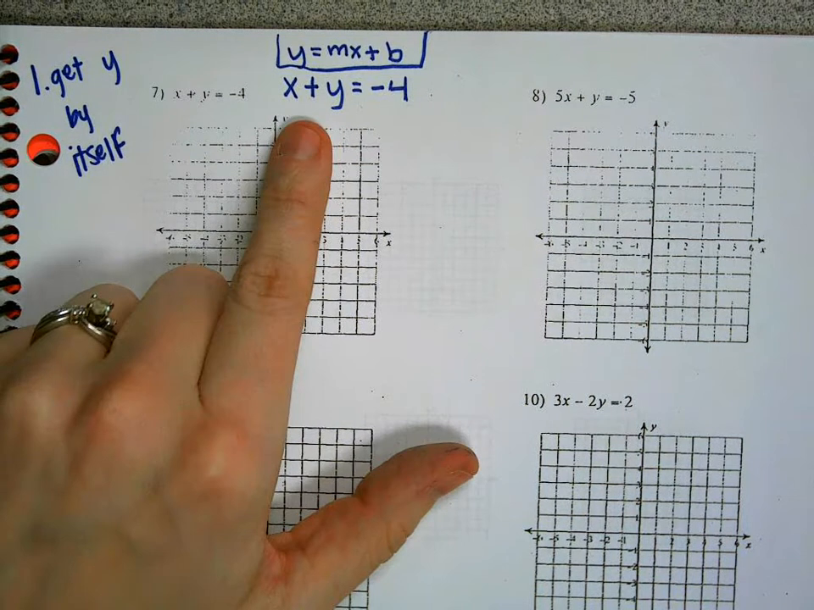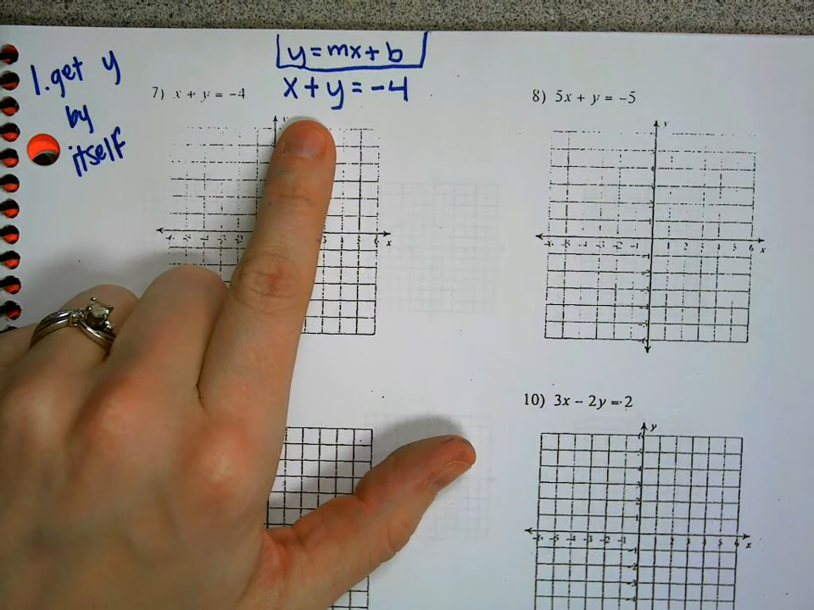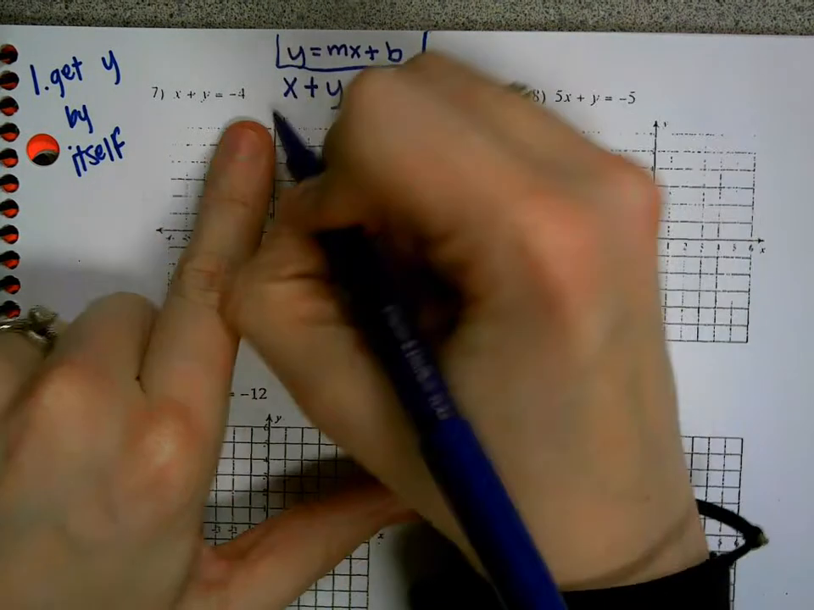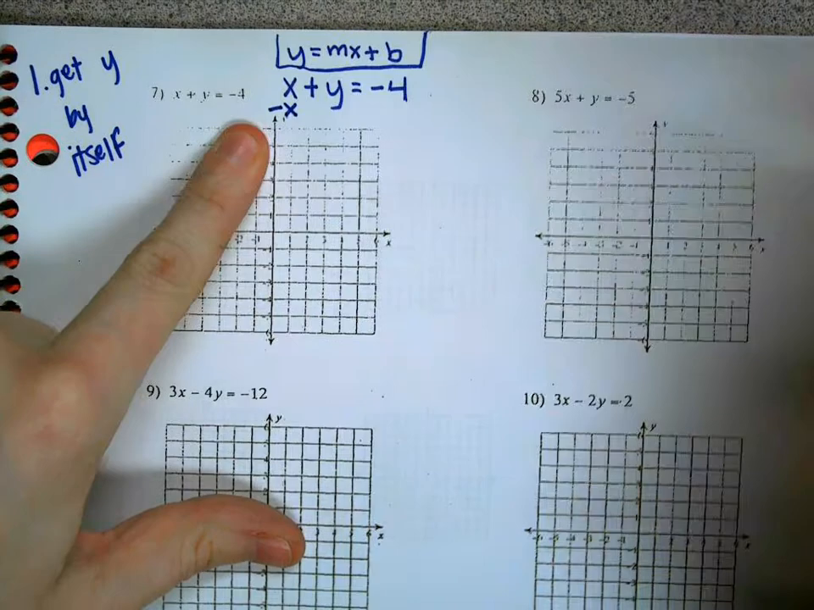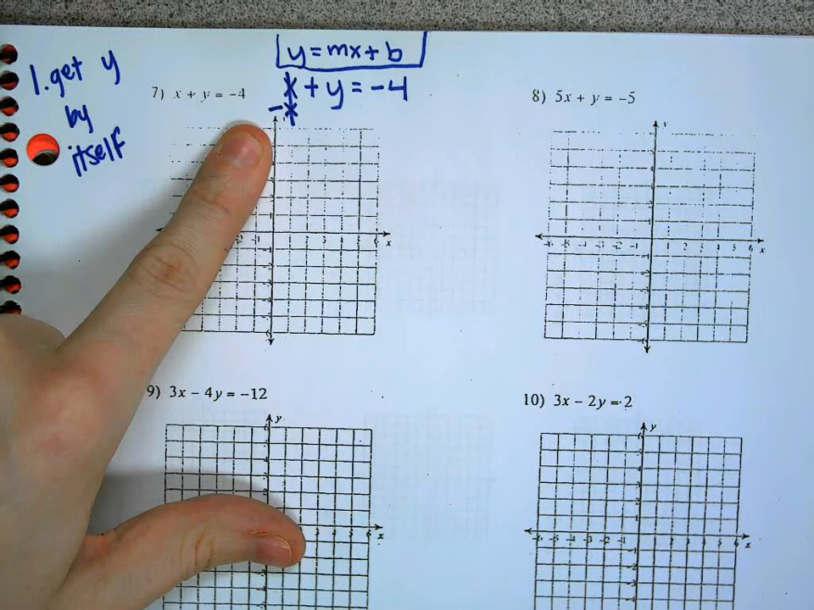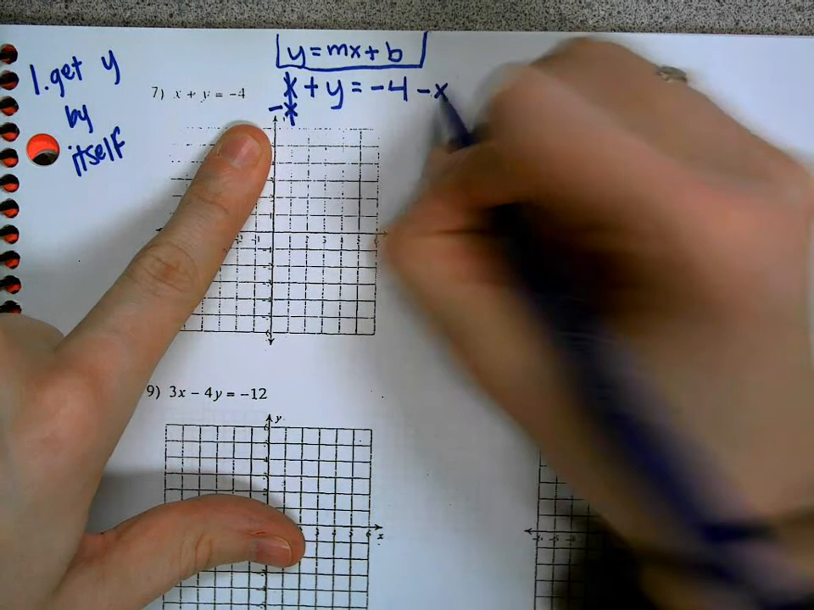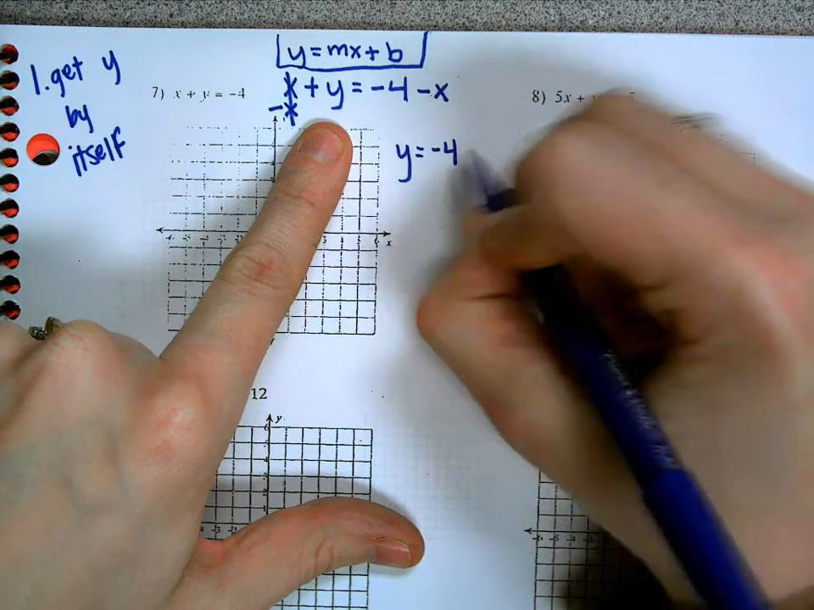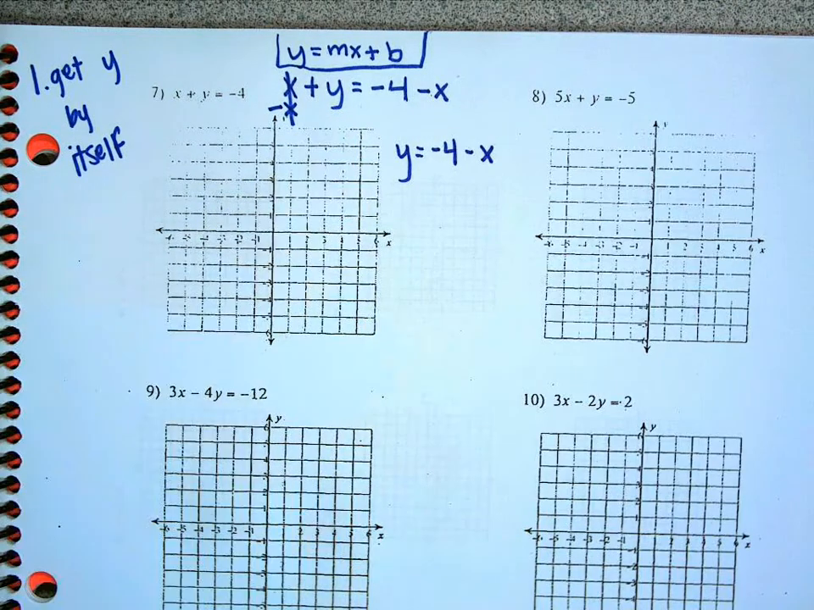So if we look at number 7, in order to get the y by itself, we have to get rid of the x. And we have to do the opposite to get rid of something. So we just have an x, and to get rid of an x, we just minus x. If we minus x from one side, we have to minus x from the other side. So that leaves us with y equals -4 minus x.